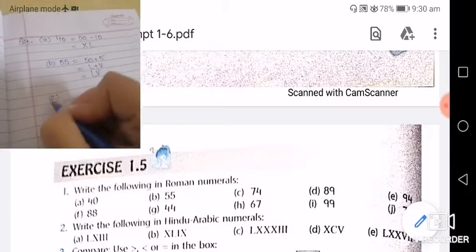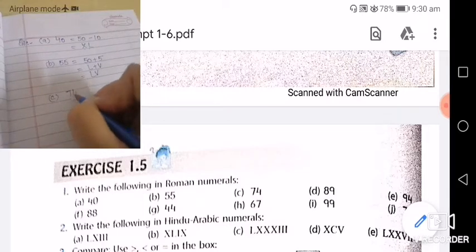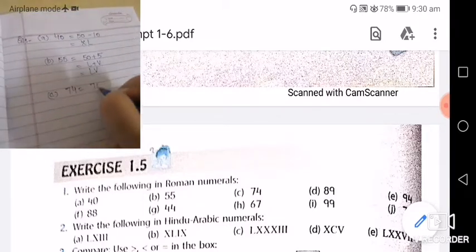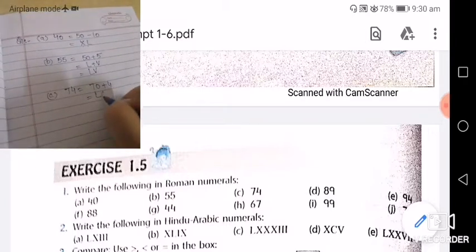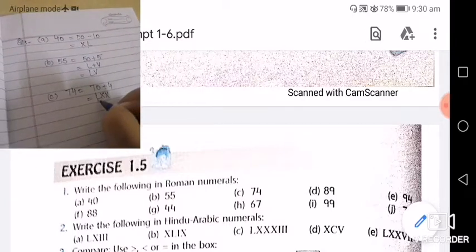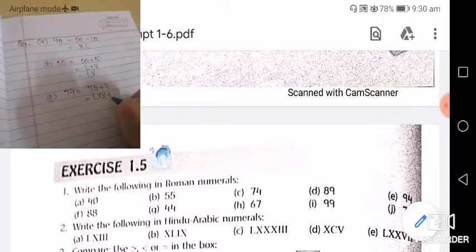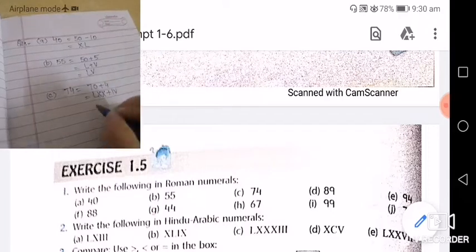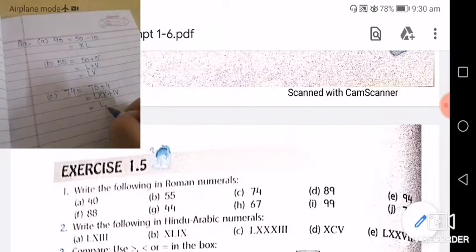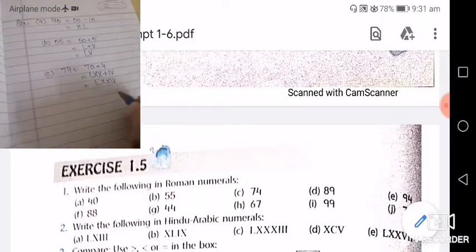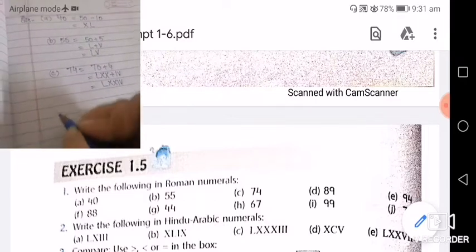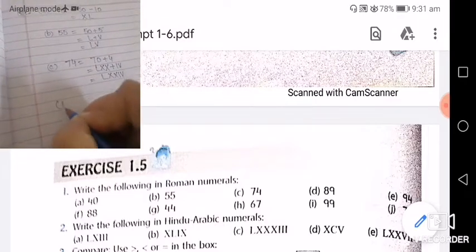Now C part. C part is 74. Now 70 plus 4. For 70, LXX, 50 plus 10 plus 10, that will become 70, plus 4, IV. So the total symbol for 74 will be LXXIV. Fine. These all are quite easy. We'll move to I part, which is a little bit tricky.